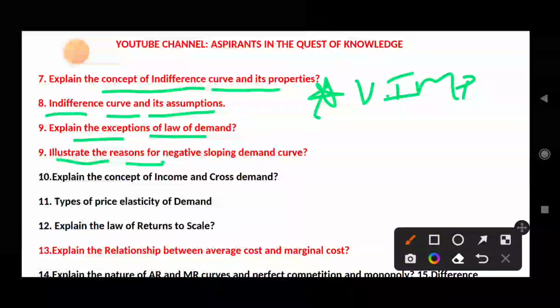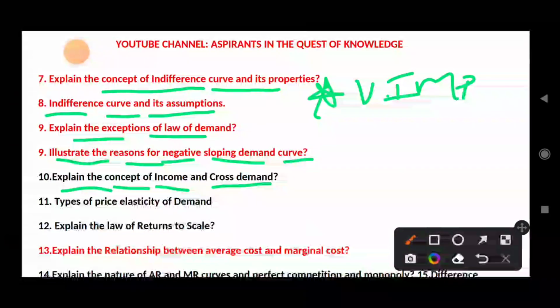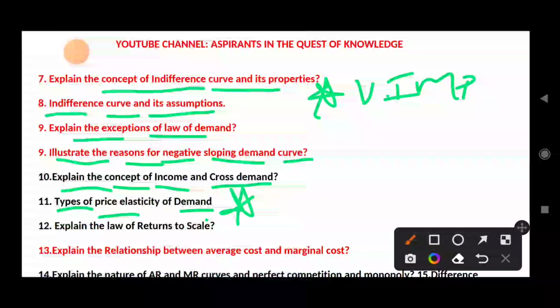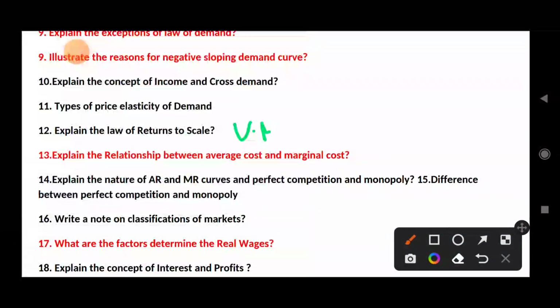Illustrate the reasons of negative slope of demand curve. Okay. Explain the concept of income and cross demand. Types of price elasticity of demand. This may be asked even as long question, 10 marks. Explain the law of returns to scale. This is also very important one. I might not have highlighted it, but that is very important one.